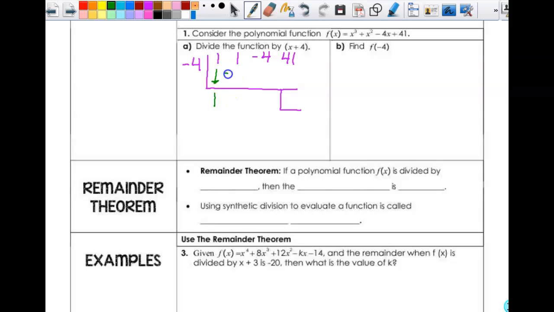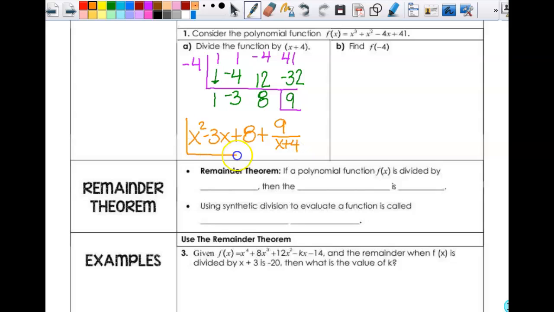We get 1, negative 4, negative 3, 12, 8, negative 32, 9. So, since all it said was divide it, then our answer is what we get, which is x squared minus 3x plus 8 plus 9 over x plus 4. Okay, and so that's my answer. Right?